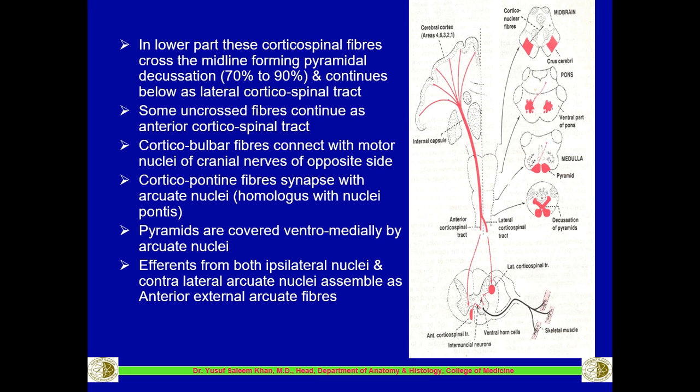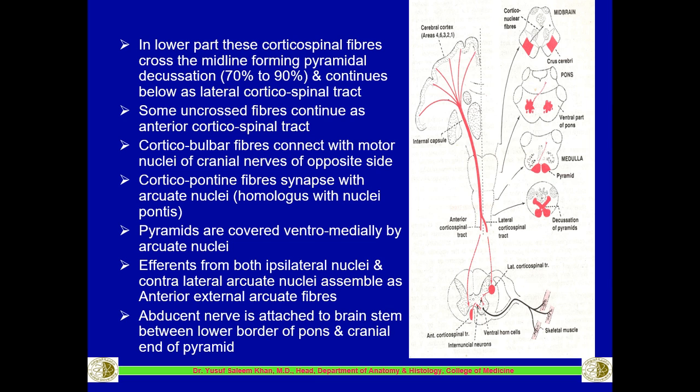Efferents from both ipsilateral and contralateral arcuate nuclei assemble at the anterior external arcuate fibers, and then they cross to the other side and go to the cerebellum. Okay, so the fibers which form the arcuate nuclei crisscross on the opposite side, and then they pass into the cerebellum.